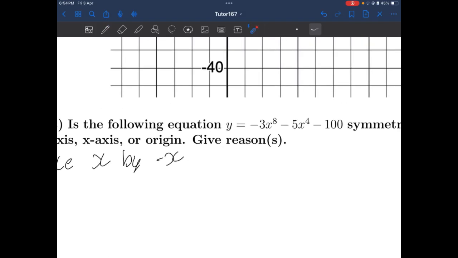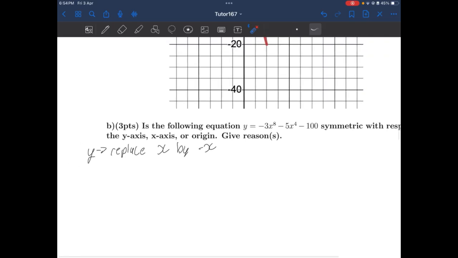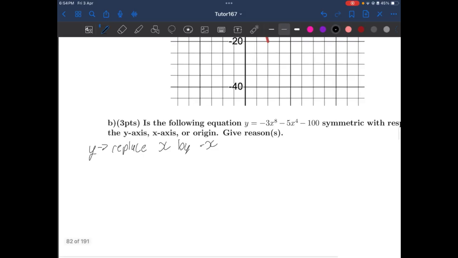We know when we raise any negative number to an even power, it's positive. So if we raise negative x to the power 8, that's positive. If we raise negative x to the power of 4, that's positive. So it would give us the same exact equation. So that's how we know it's symmetric with respect to the y-axis. But still, let me show you.